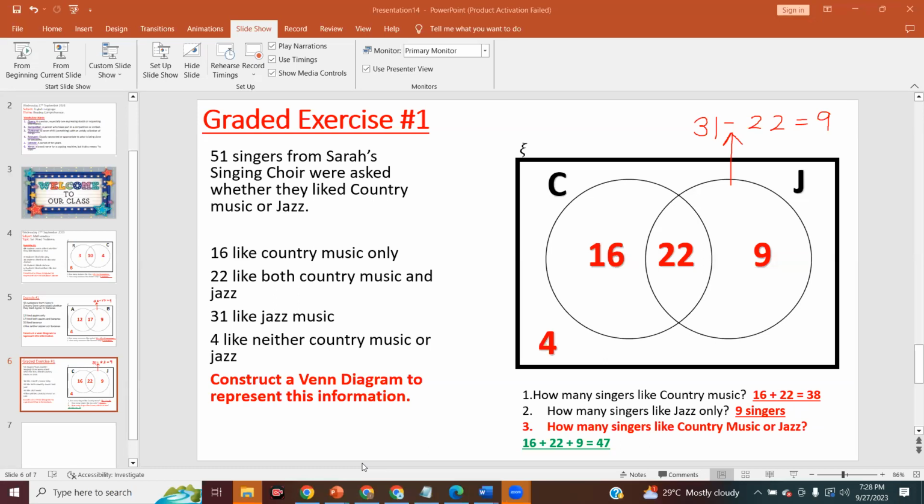Olivia, what did you say? I said I got all right after careful consideration. But I did 51 minus 4, which I guess is the same thing as 47. Yes, sir, because that's the universal set minus those who didn't like either, the complement. Yeah, you're right.